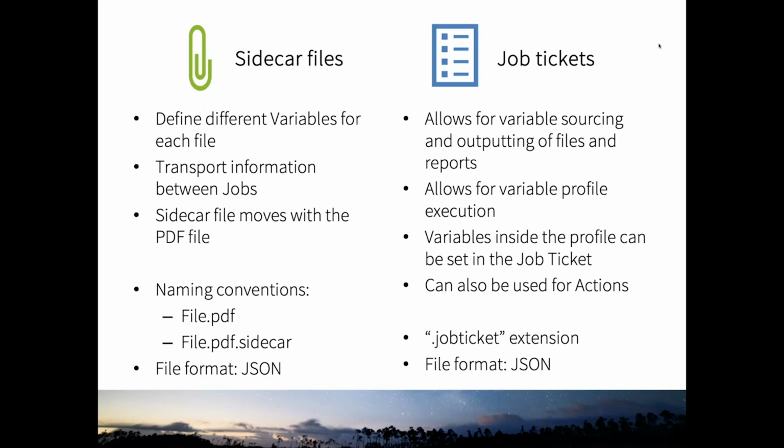The second concept is very similar but very different at the same time. In this context, you also work with a JSON file, but it has to have the .job ticket extension. And instead of processing a PDF file and a Sidecar file, you just process the job ticket. And the job ticket then has instructions for where to find the file that needs to be processed, which variables to use, which actions to use on this file, and so on and so on.